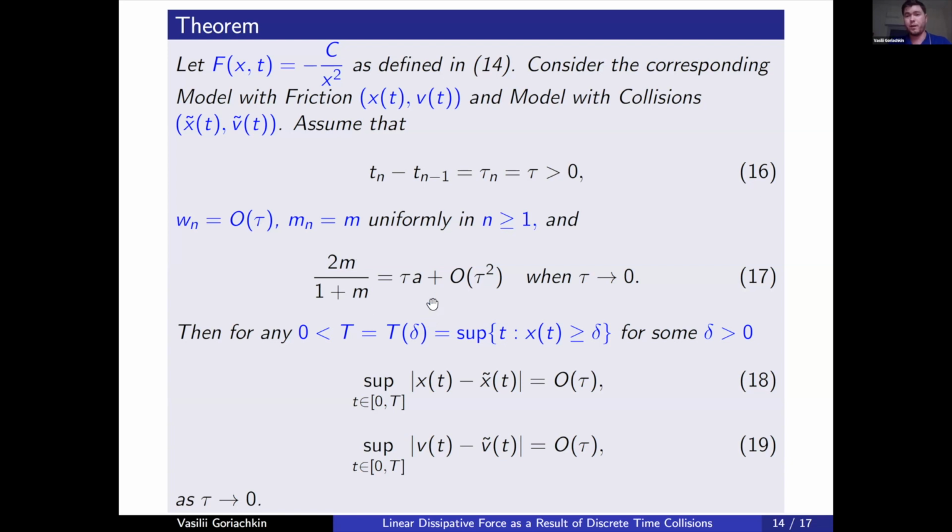So if we have collisions, when the time between collisions tau is really small, and the masses of particles are of the same order as this time between collisions, then from this equation, for example, we could find the parameter A, and it will be the model with friction.